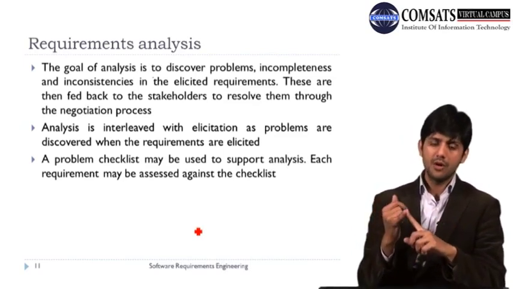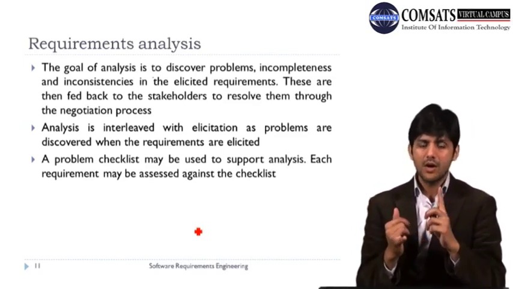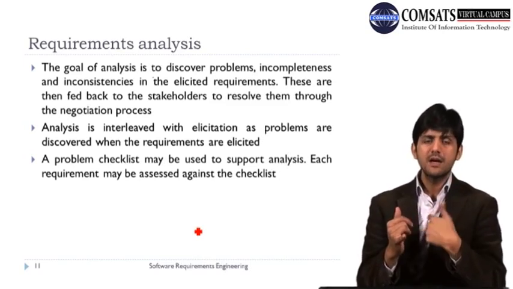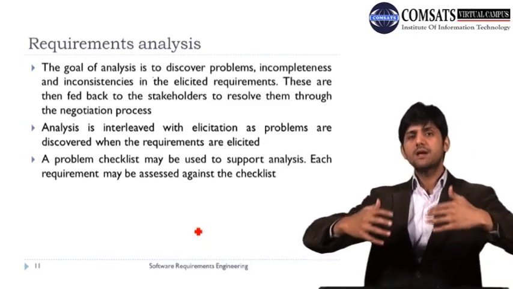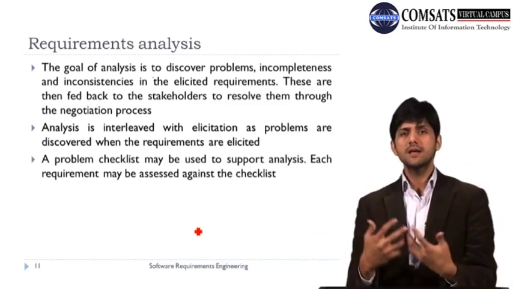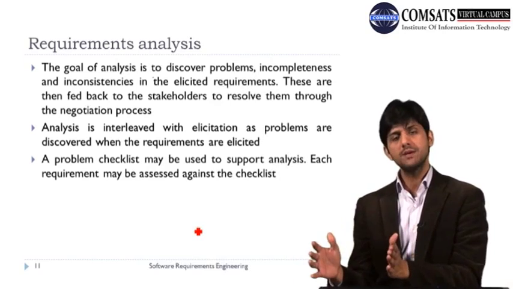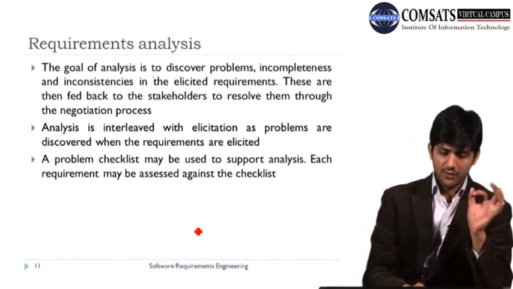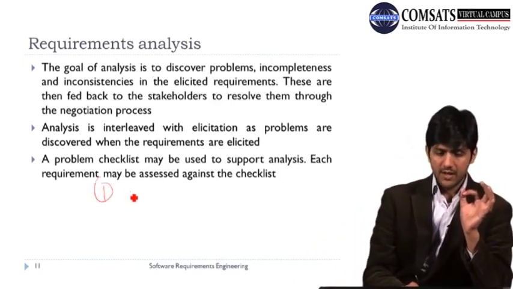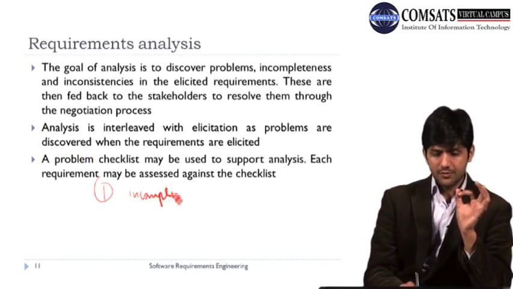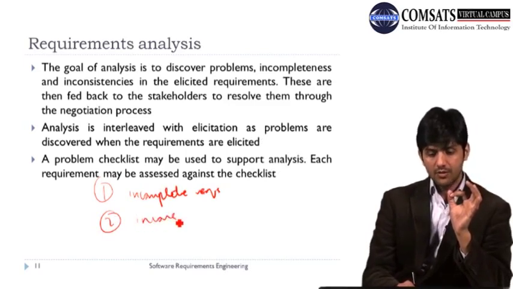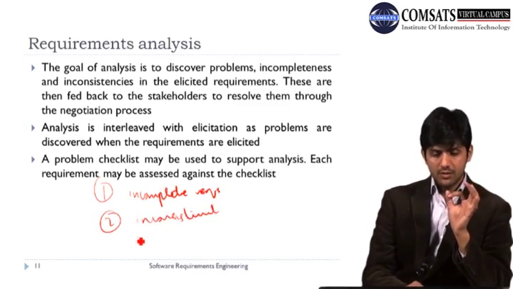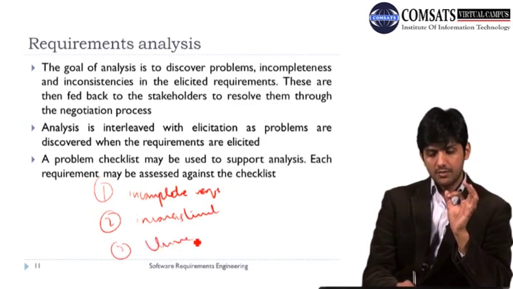And what are those problematical requirements? Number one is that the requirements are incomplete. Number two is that requirements are inconsistent, and number three is that the requirements are unnecessary. So when we do these analysis checks, from the set of elicited requirements, we identify three kinds of requirements. We identify, number one, incomplete requirements. That is the first kind of requirements that we identify. We also identify inconsistent requirements. We also identify unnecessary requirements.